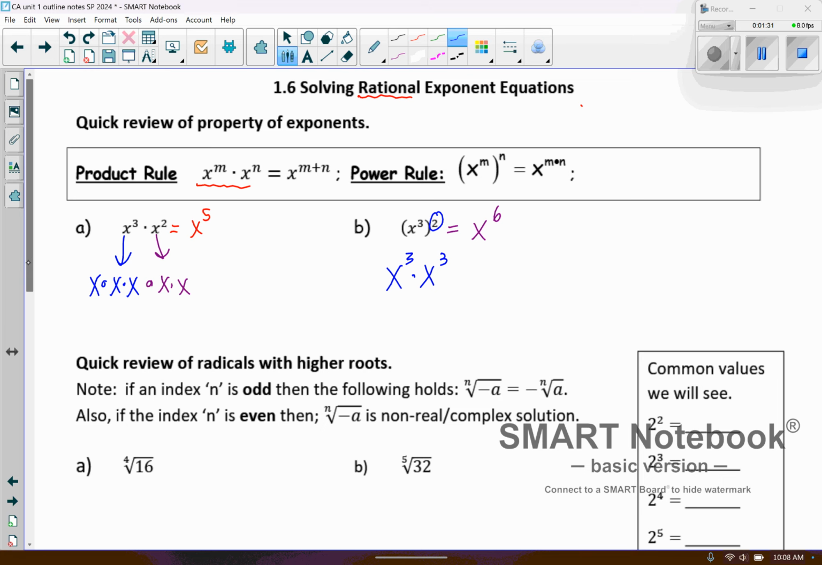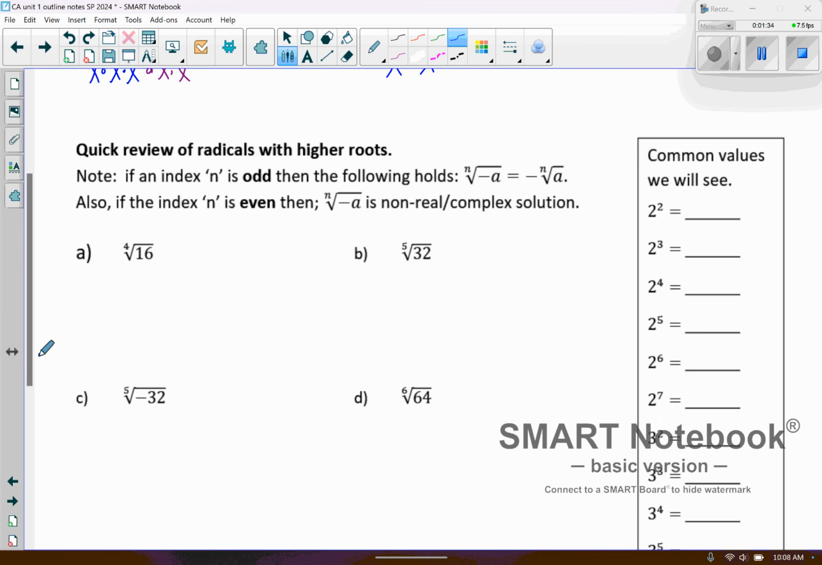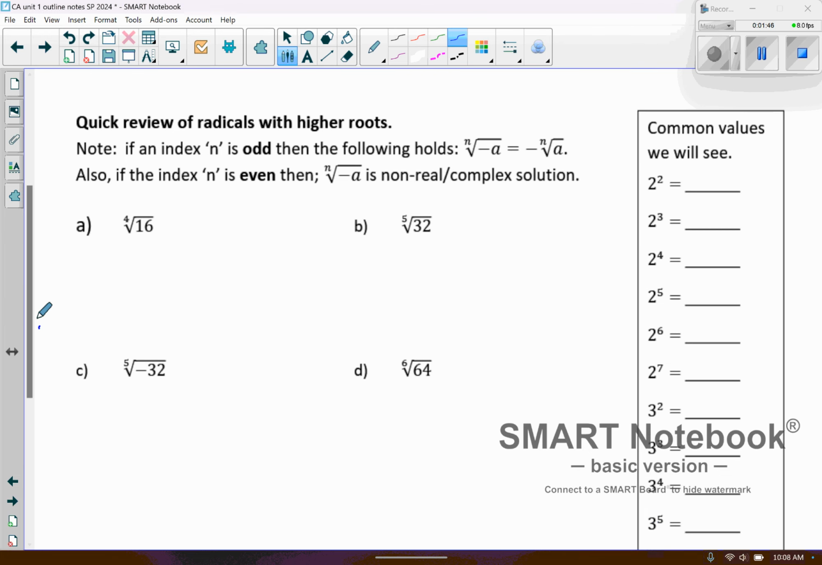Now let's review radicals a little bit, because these rational exponents, these fractions that we have as exponents, actually convert to radicals. So we need to review this a little here. Note, if the index n is odd, then the following holds. If you have an odd index, then you can extract the negative from inside and pull it to the outside. You don't have to do that, but it makes it easier so you can focus on taking the root.